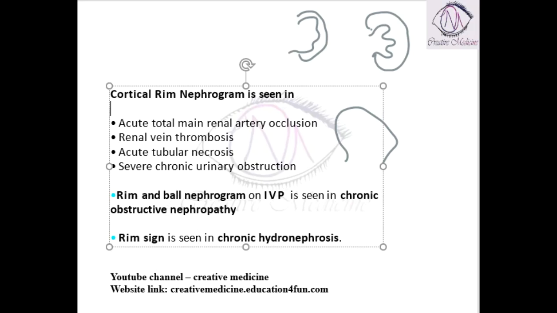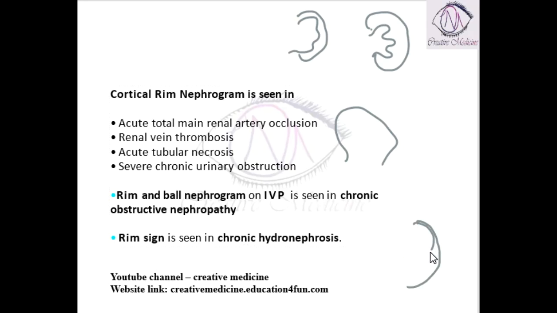Rim sign. Rim sign is where the cortex is seen just like a rim, because the whole of the pelvis has caused pressure atrophy of the renal parenchyma, thus resulting in a rim of thin cortex, which is called rim sign, which is seen in chronic hydronephrosis.